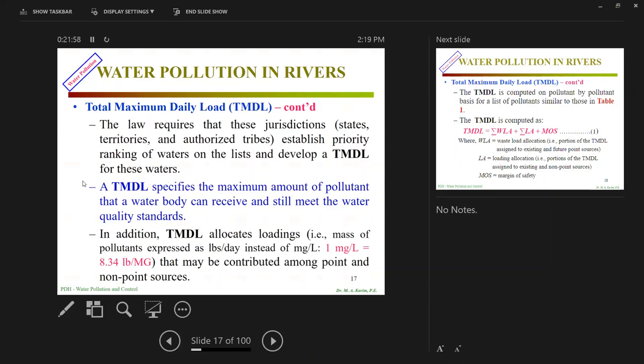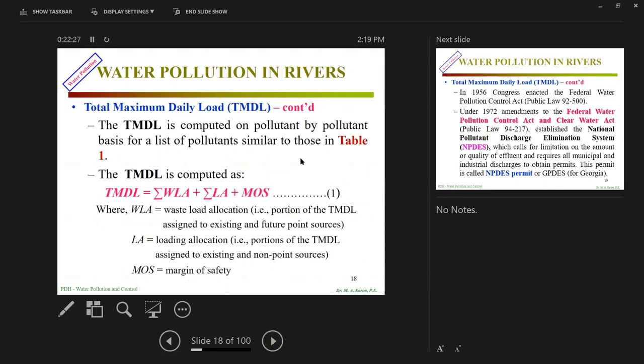So it is required by the law, as we said, section 303(d) of the 1972 Clean Water Act. In addition, a TMDL allocates loading, that is, the mass of pollutant expressed in pounds per day instead of milligrams per liter. So I have a conversion over here: 1 milligram per liter is equal to 8.34 pounds per million gallons. That may be contributed among point and non-point sources. So we'll have an allocation for the point source and the non-point source.